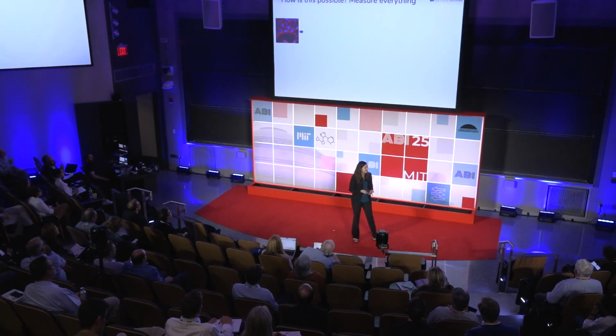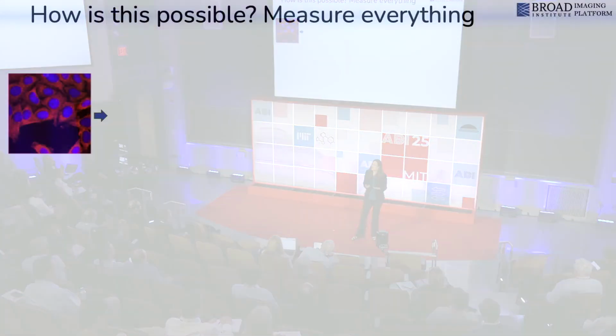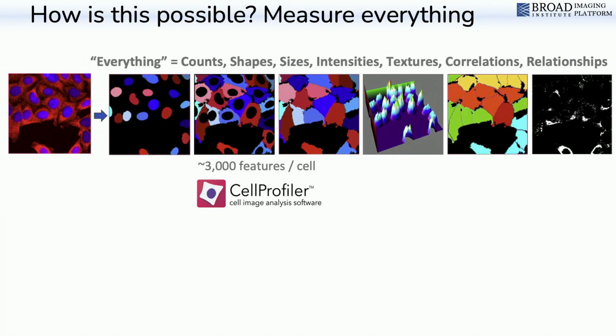First of all, how do we do this? How is this possible? And the answer is we measure everything in the cell, which often involves deep learning. We use software to identify each of the structures within the cell, and then we measure all these properties. How many speckles does it have? What are the shapes of the nucleus, of the cell borders, the sizes, intensities, textures of all these different stains that we've added to the cells.